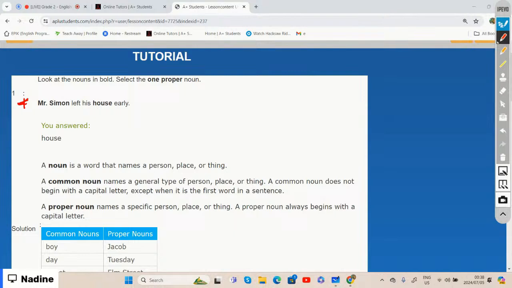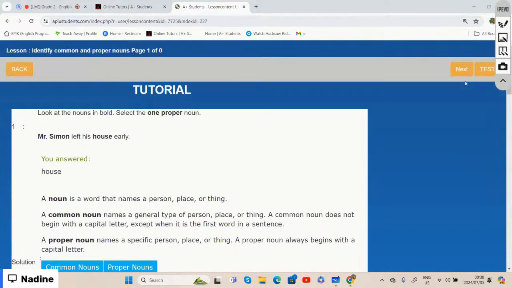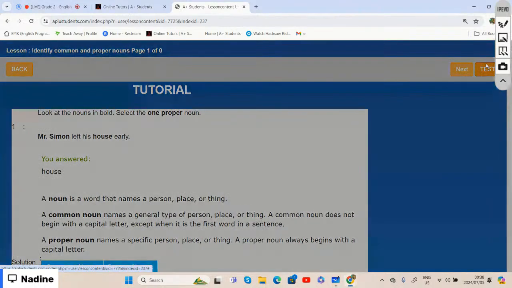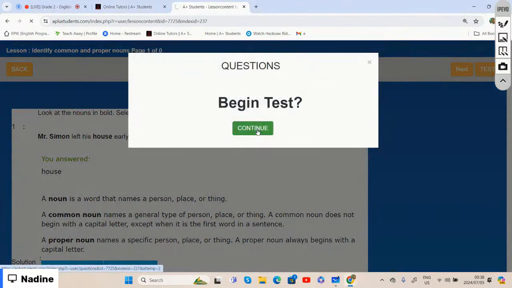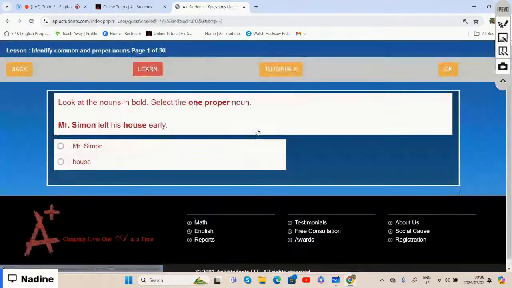And if we were to choose the proper noun, then it would be Mr. Simon. It is specifically saying that this is Mr. Simon, not just the man left his house, but Mr. Simon left his house. All right, so let us go to our test, where we are going to identify common nouns and proper nouns.